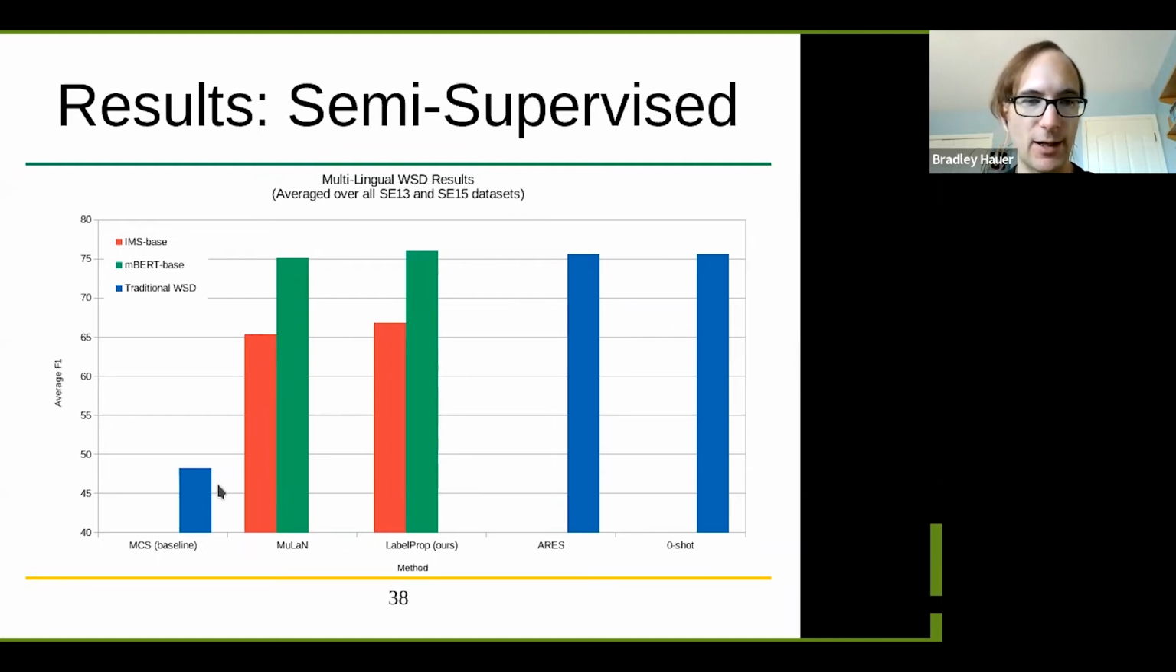Both of these methods outperform the most common sense baseline, so we are outperforming that on this dataset. We are also able to outperform when we fine-tune MBERT using the data that we produce using label prop. We're also able to outperform the Aries and zero-shot methods from prior work. You can read more about those traditional WSD methods in our paper. But fundamentally, we are able to outperform not only the previous state-of-the-art for corpus generation, but also some traditional semi-supervised WSD systems as well.